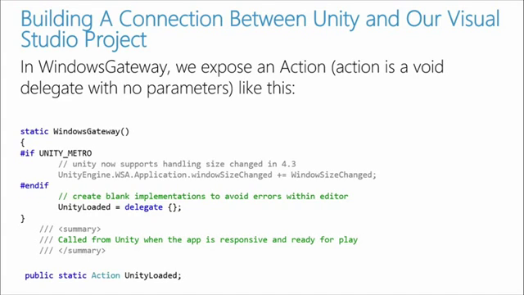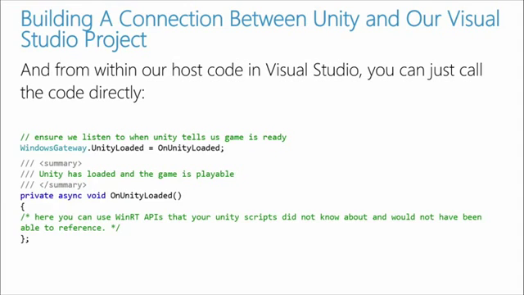And now an action is a void delegate with no parameters. So if you look down here at the code, Unity is assigned or equals delegate, and it's blank. The reason that it's blank is so that we can avoid some errors inside of Unity's editor. And this basically sets up the framework for us. And then down a little bit lower, you'll see public static action Unity loaded, and that's the actual setup for the action. So then when we go into our Visual Studio code, we can basically just call that code directly.